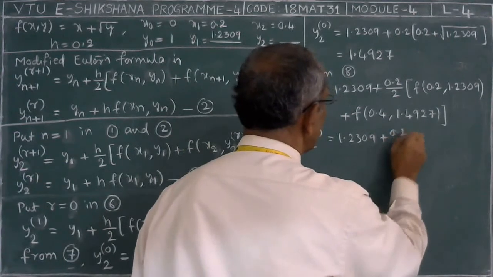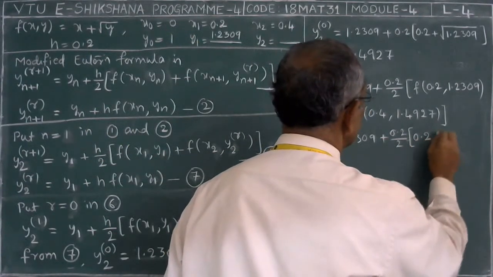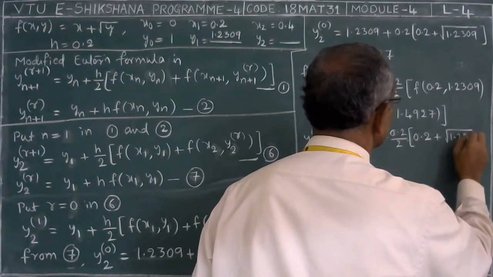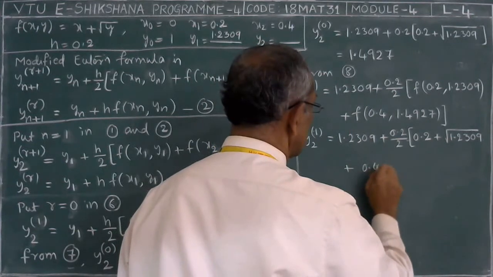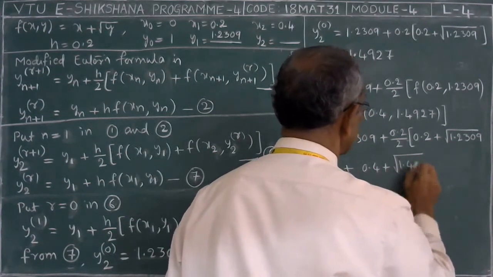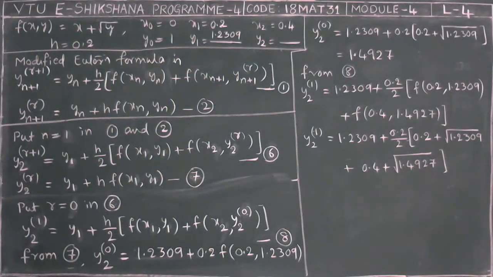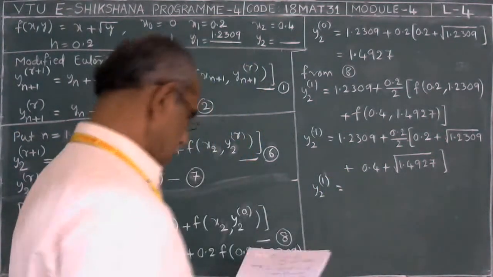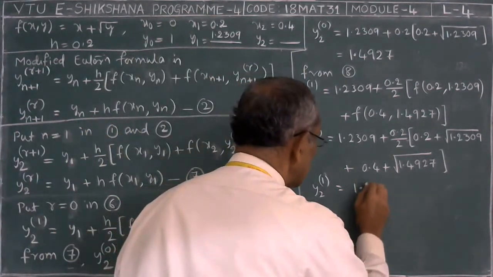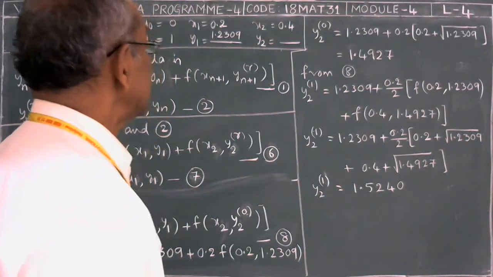So y2 1 is equal to 1.2309 plus 0.2 divided by 2 into (0.2 plus square root of 1.2309) plus (0.4 plus square root of 1.4927). Use the calculator carefully and calculate this. You get y2 1 is equal to 1.5240.